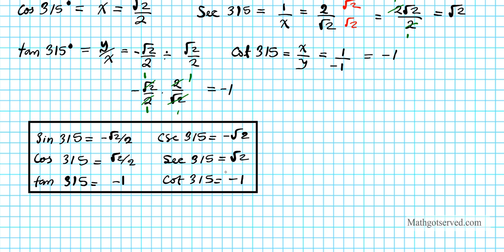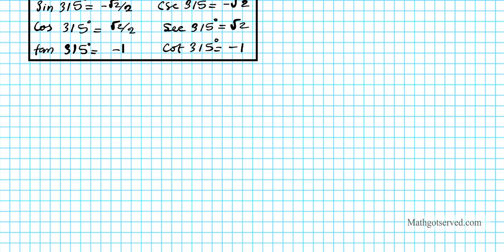Now we're going to move along to question number 2. Question 2 is a radian measure. So let's go ahead and write that down. For question 2, we have theta equals negative 2 pi over 3. Let's write this down, and then let's look for negative 2 pi over 3 on our unit circle.